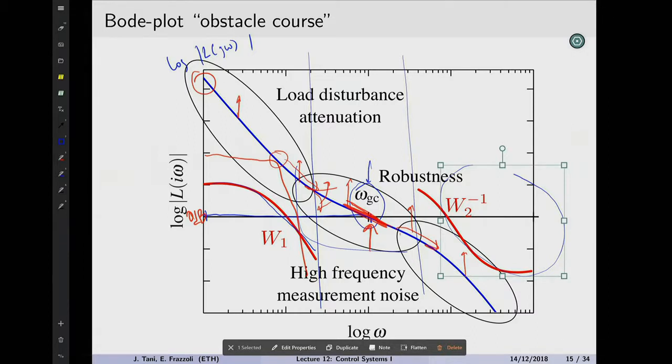Well, yes, in the sense that you're pushing up the low frequency, so we're avoiding the low frequency obstacles. That's probably a good thing. We're increasing the crossover frequency, increasing the bandwidth of the system, so that might be a good thing. But at the same time, we are increasing the effect of noise on the system, so that is a bad thing. We might translate this curve up enough to hit the high frequency obstacle, and that means the controller doesn't satisfy the requirements anymore.